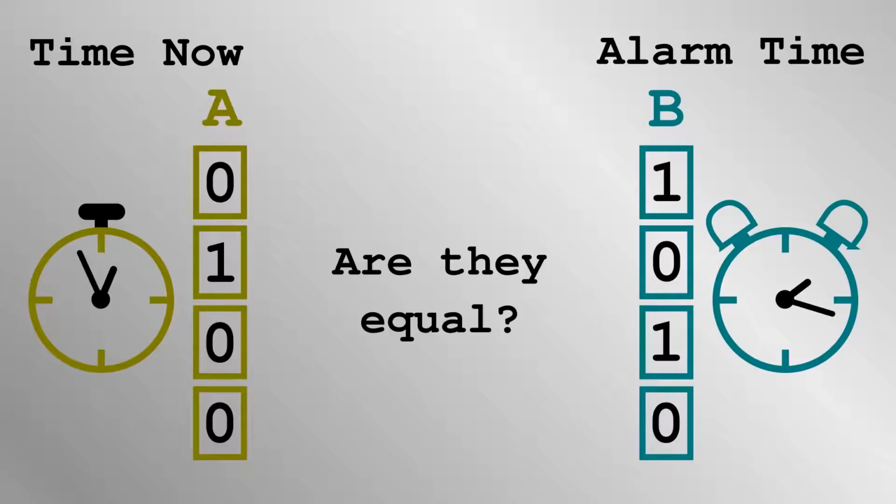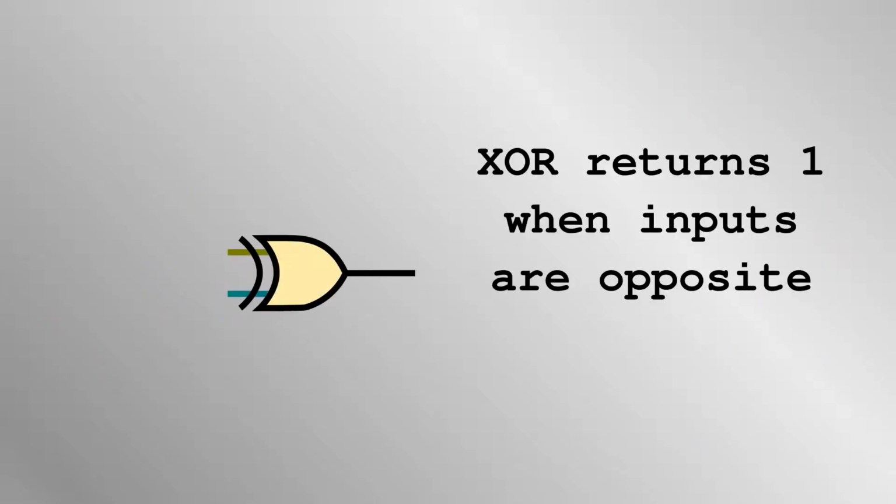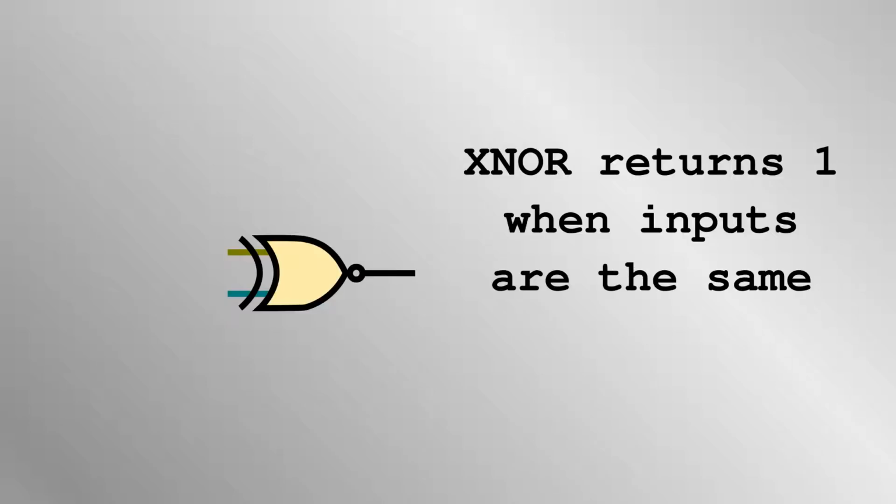To do this, the computer must check that every bit of the number A is the same as the corresponding bit of B. So the XOR gate returns 1 when one input is 1 and the other input is 0. In other words, when its inputs are different. The XNOR gate, which is the complement of the XOR, meaning it returns the opposite of the XOR, therefore returns a 1 when its inputs are the same.